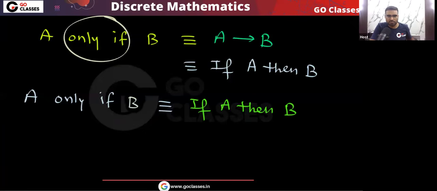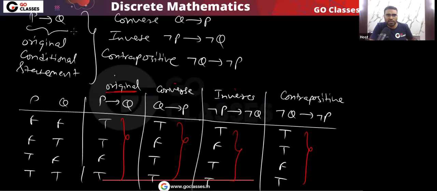Now let's move on. So we have seen that if P implies Q is your original conditional statement, then the converse of P implies Q will be Q implies P. The contrapositive of P implies Q is negation Q implies negation P. The inverse of P implies Q is negation P implies negation Q. Okay, is this clear?